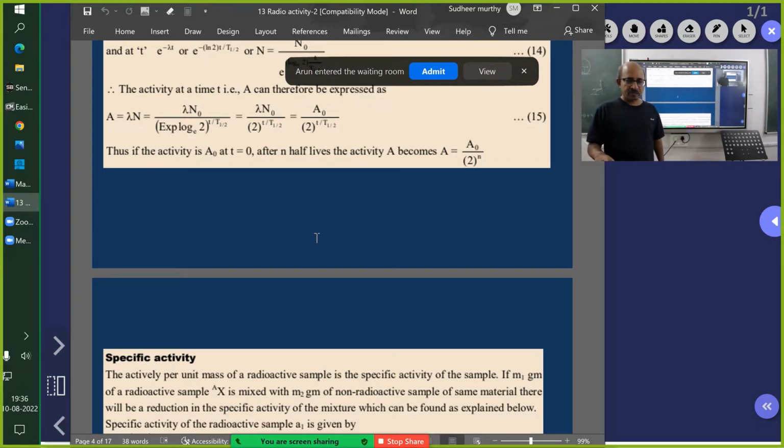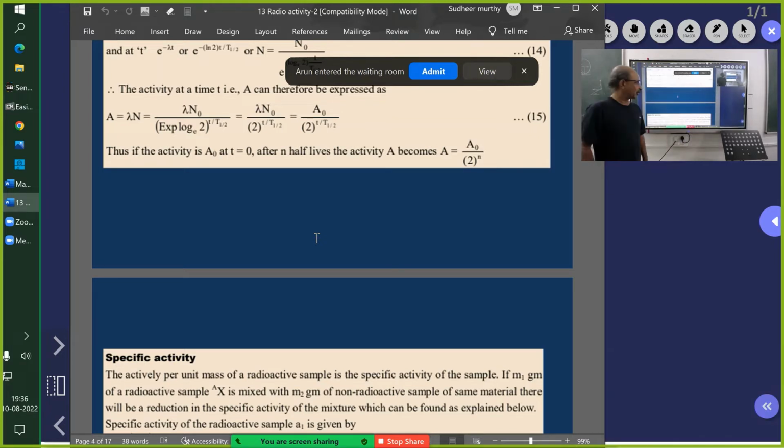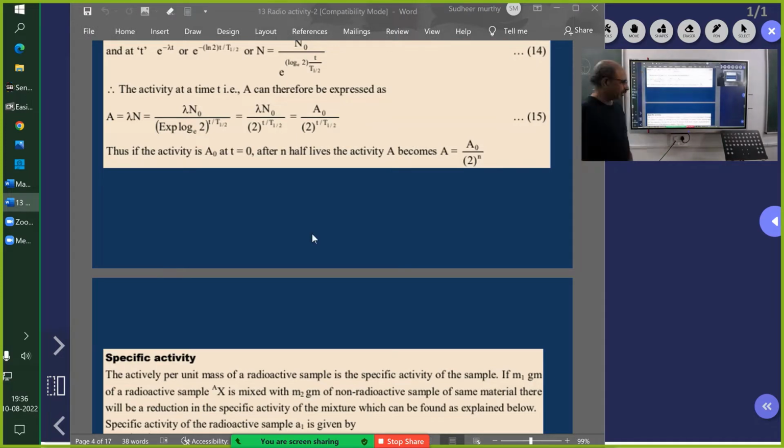Hello, are you with me? Yes, sir. So you can do it. But the only thing is, the amount of money that you are going to spend to convert lead to gold will be several times the value of that gold. So therefore, you will not do that. Okay, is it clear, Mr. Adil? Yes, sir.